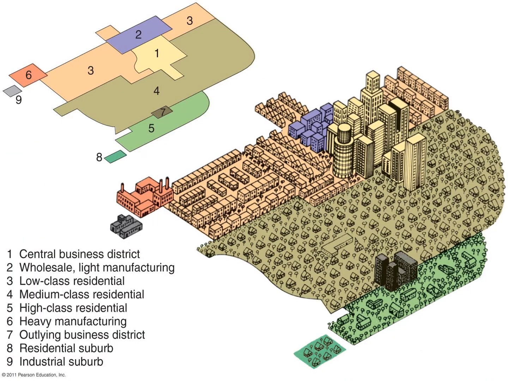The multiple nuclei model was created by Chauncey Harris and Edward Ullman in 1945. And as you can see, it has more zones and more functions than the concentric zone or sector models. This model is based on the fact that by 1945, the downtown CBD was not the same focal point as cities were growing more rapidly.